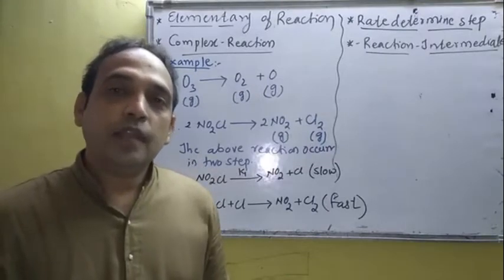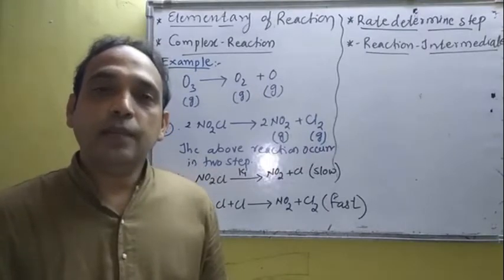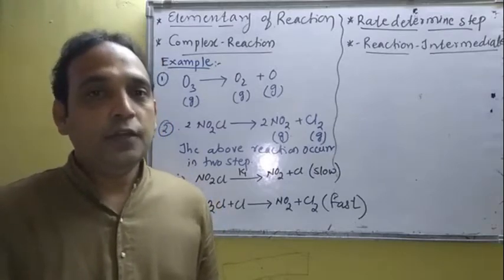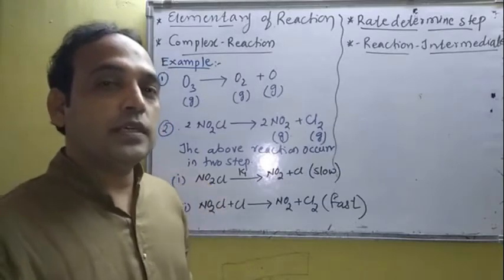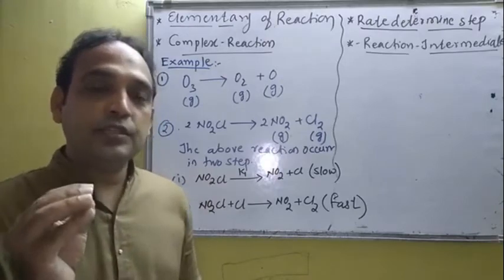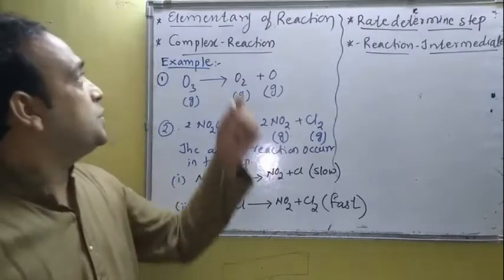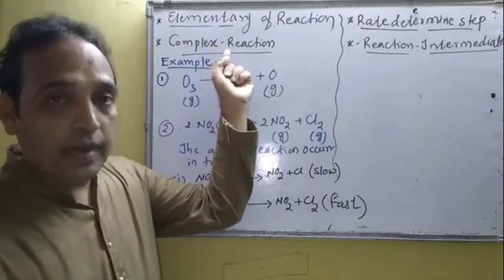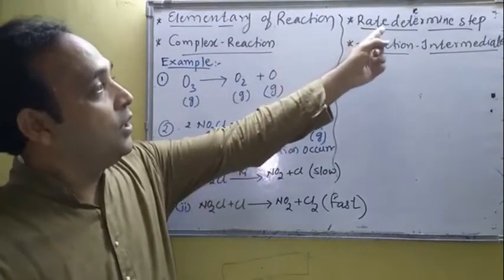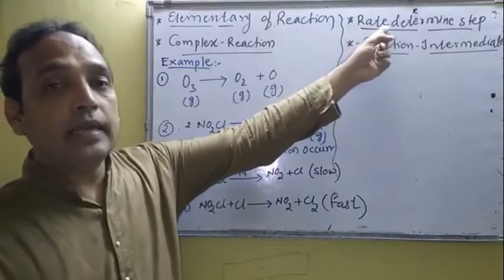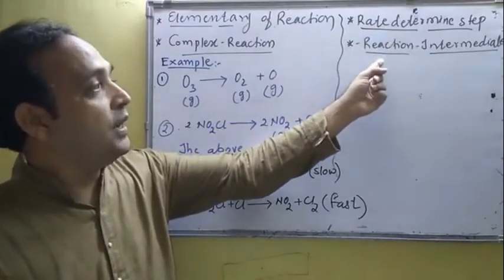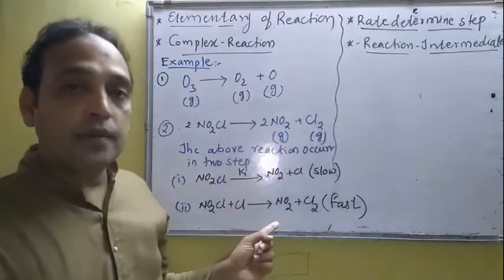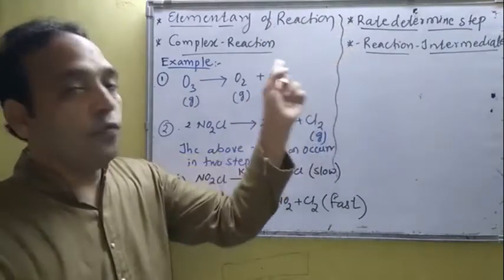Now student, our current topic is chemical kinetics. In today's lecture, we are going to discuss simple definitions and concepts. First one, elementary reaction. Second one, complex reaction. Third one, rate determining step, and last one is reaction intermediate. With two examples I will try to explain all four points.